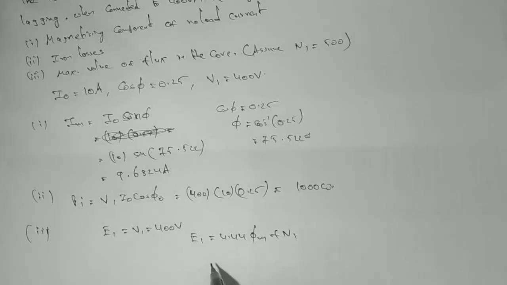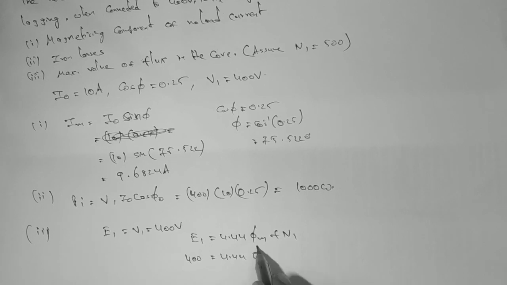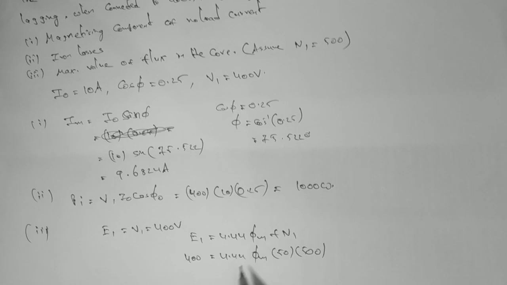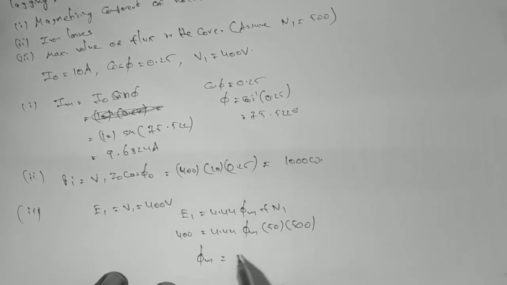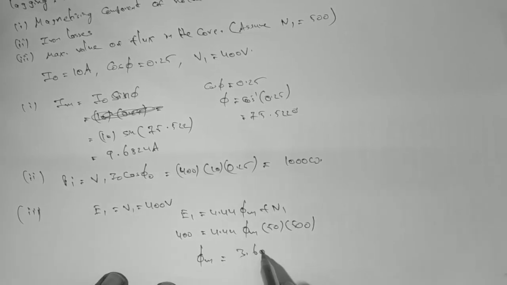Now substitute these values in the equation. E1 is 400, 4.44, phi m, F is 50, N1 is 500. And if you substitute and solve, phi m value will be equal to 3.6036 milliwebers.